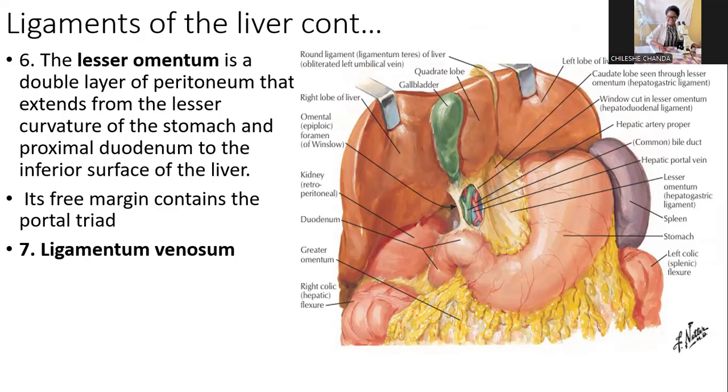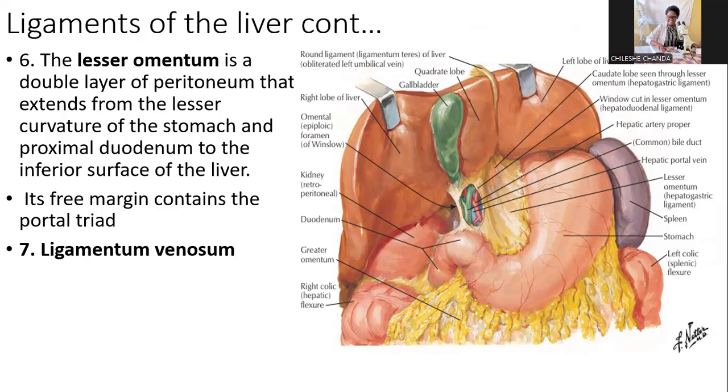If you look at that small membrane there, you notice that it is coming all the way from the liver, coming down and attaching itself to the lesser curvature of the stomach and to the first part of the duodenum. So this ligament is known as the lesser omentum, or the hepatogastric ligament.